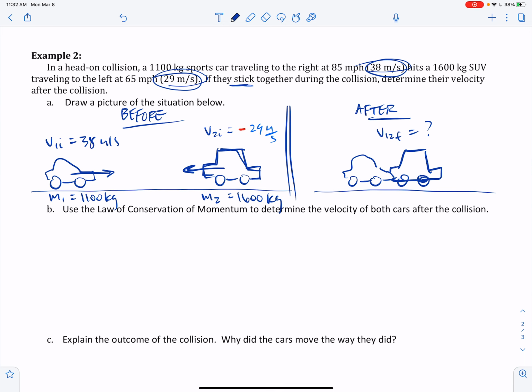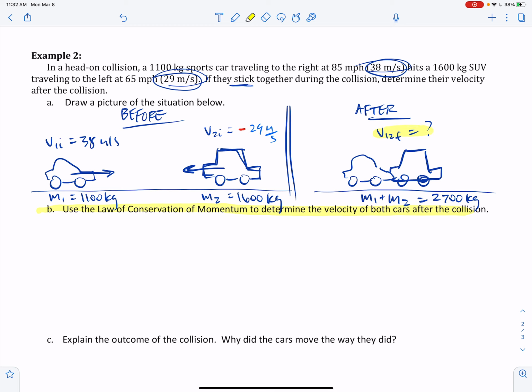So there's my starting picture. And I can actually add this: M1 plus M2, their combined mass after, is going to be 2,700 kilograms. All right, let's use the law of conservation of momentum to determine the velocity of both cars after the collision.